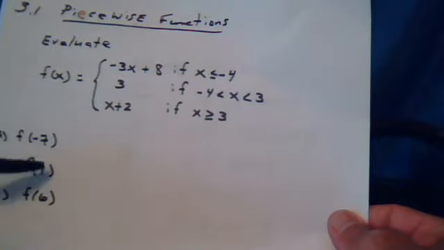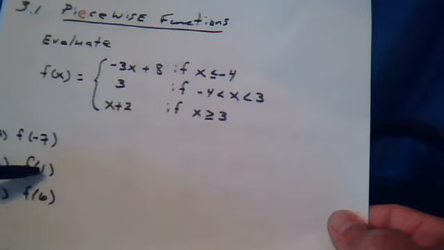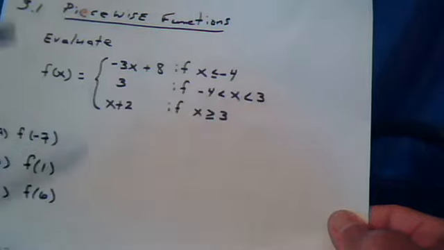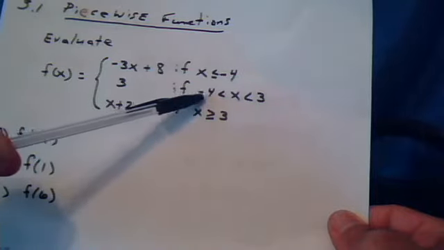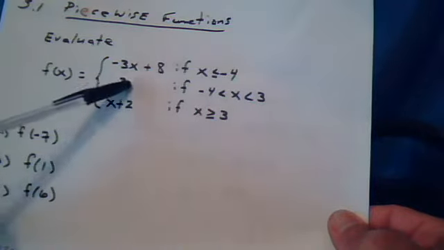f of 1. This is x equal 1. And where does x equal 1? Which group is it in? It's in the second group. It's in the group of x's that are between -4 and 3, in which case you will use this description of f of x.